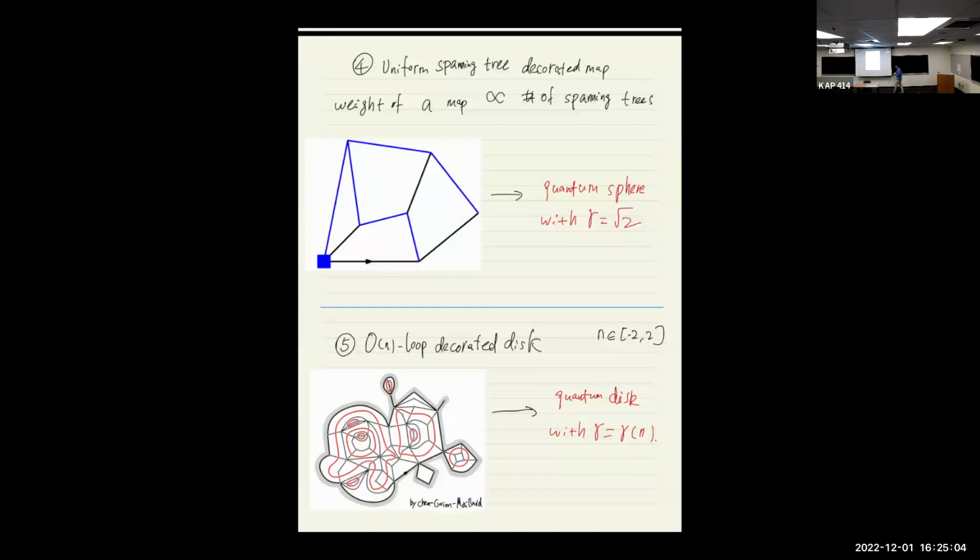And you can similarly get quantum surfaces with generic gamma value using some other models. And one choice is the so-called O(n) loop model. And this is a model that depends on a continuous parameter. And if you tune this parameter, you are able to get a quantum sphere or quantum disk with a generic gamma parameter. This is how we sample quantum surfaces through the scaling limit of random maps.